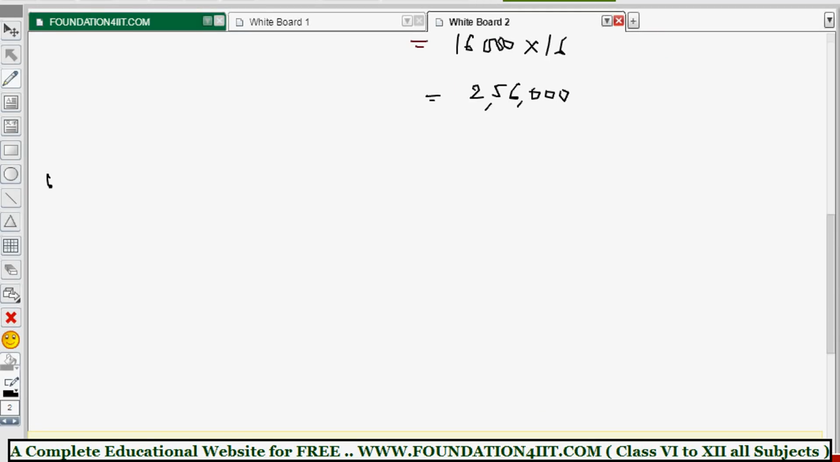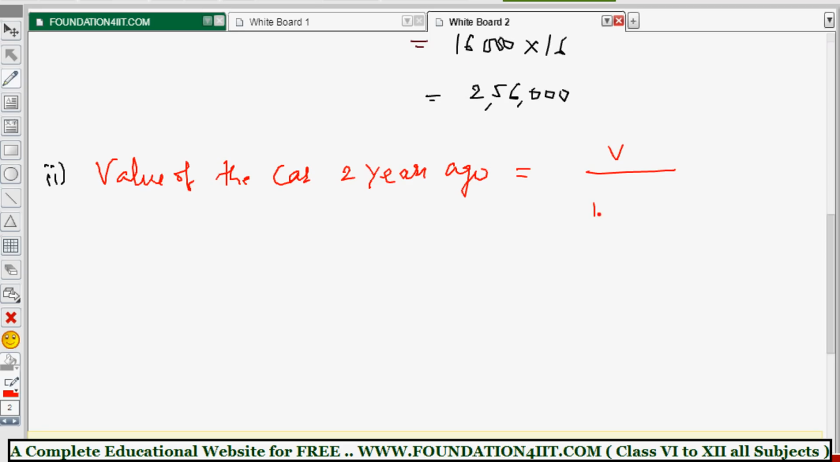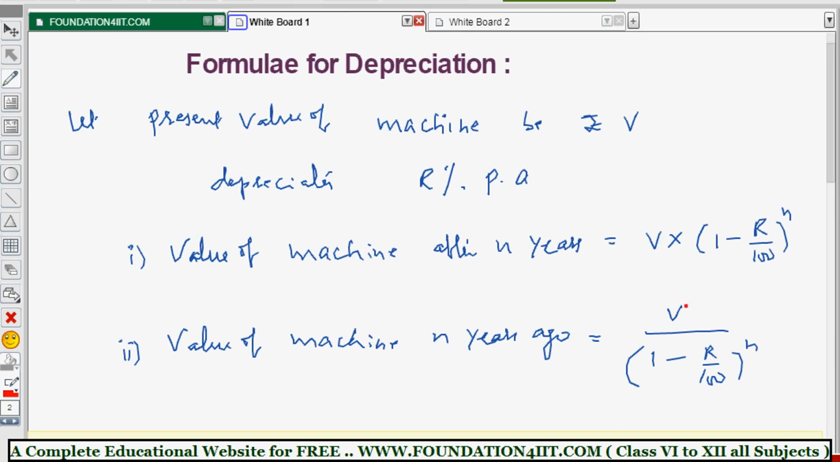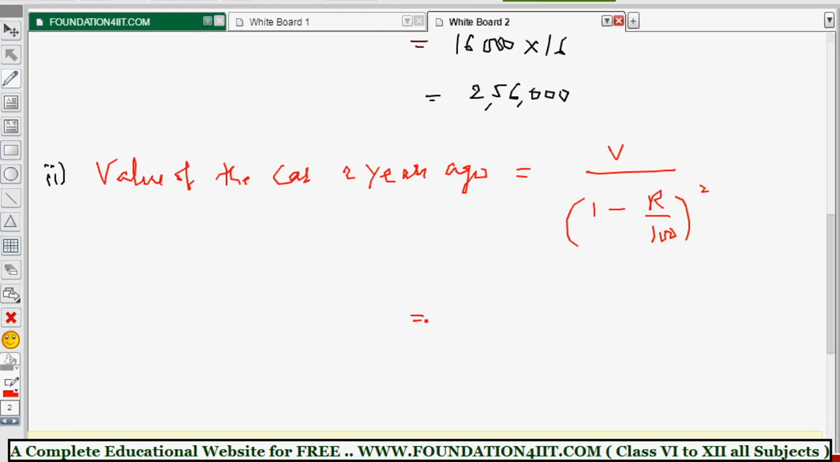Now, when you come to the second value, the value of the car 2 years ago, this also you should find out. So value of the car 2 years ago. Generally 2 years ago it should be more than 4 lakhs, right? We know it because present is 4 lakhs. That is V by 1 minus R by 100 to the power 2 because 2 years. See the formula? N years ago: V by 1 minus R by 100 whole power n.